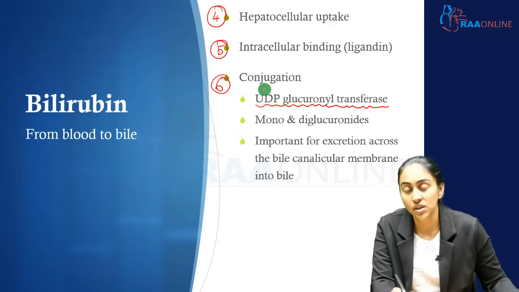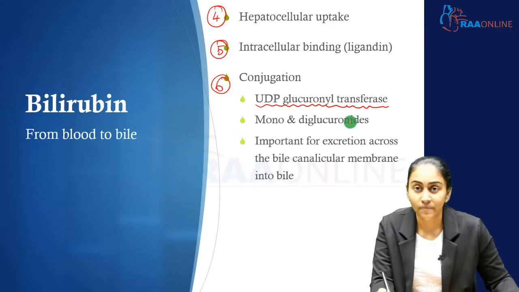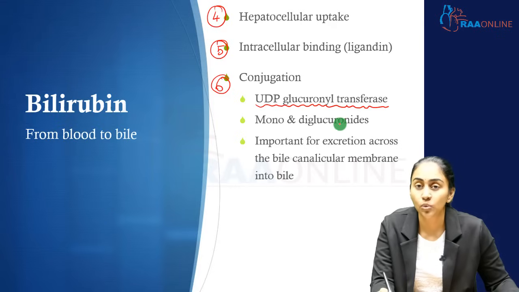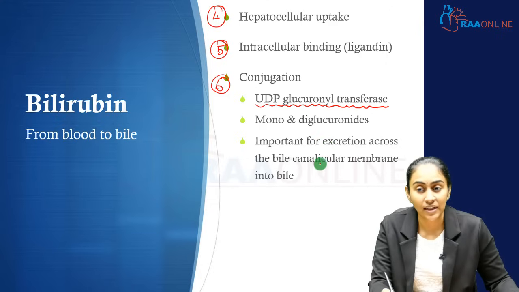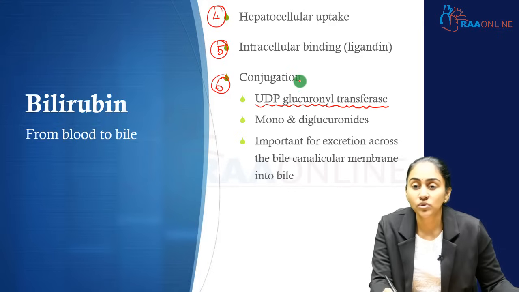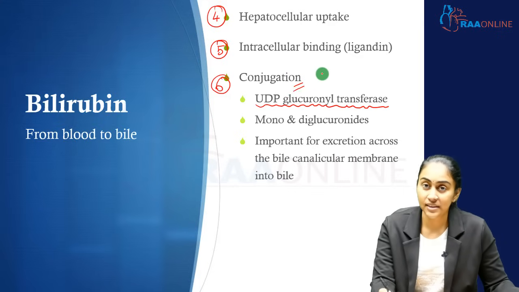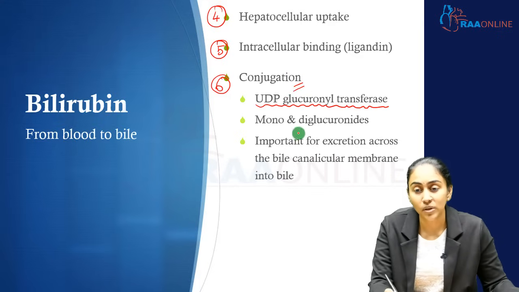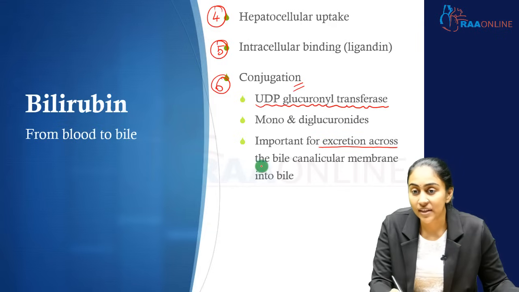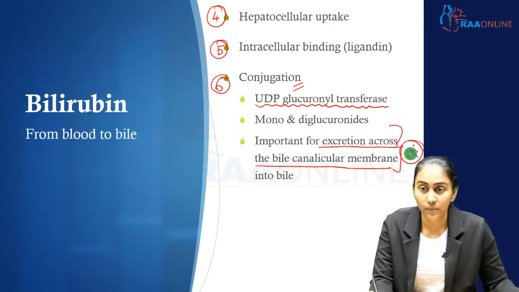Now, bilirubin is converted into mono and diglucuronides. Bilirubin monoglucuronide and bilirubin diglucuronide. These conjugated forms of bilirubin are very important because this is the only form in which they will be excreted across the bile canalicular membrane into bile. Earlier we used to think that conjugation was the rate limiting step in the metabolism and excretion of bilirubin. But now we've come to understand that the excretion across the biliary canalicular membrane into the bile is the most important rate limiting step in bilirubin metabolism.